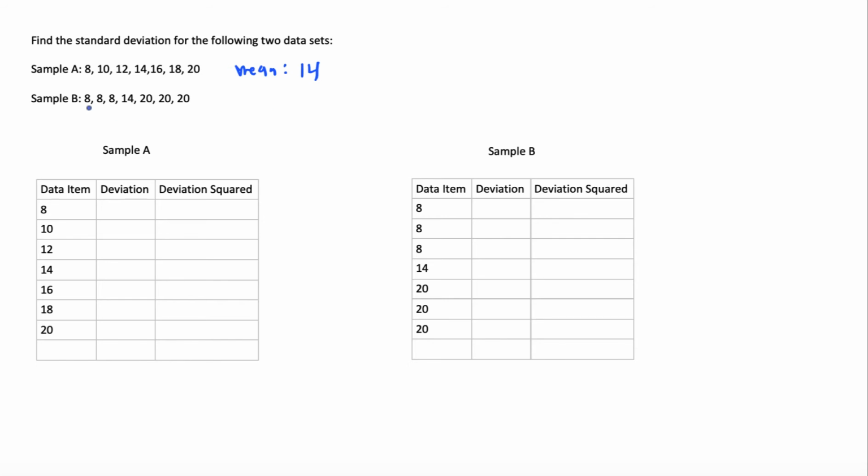Same thing with sample B. We'll add all these 7 numbers together and then divide by 7. And we actually get the same mean, right? The mean in this case is going to be 14.